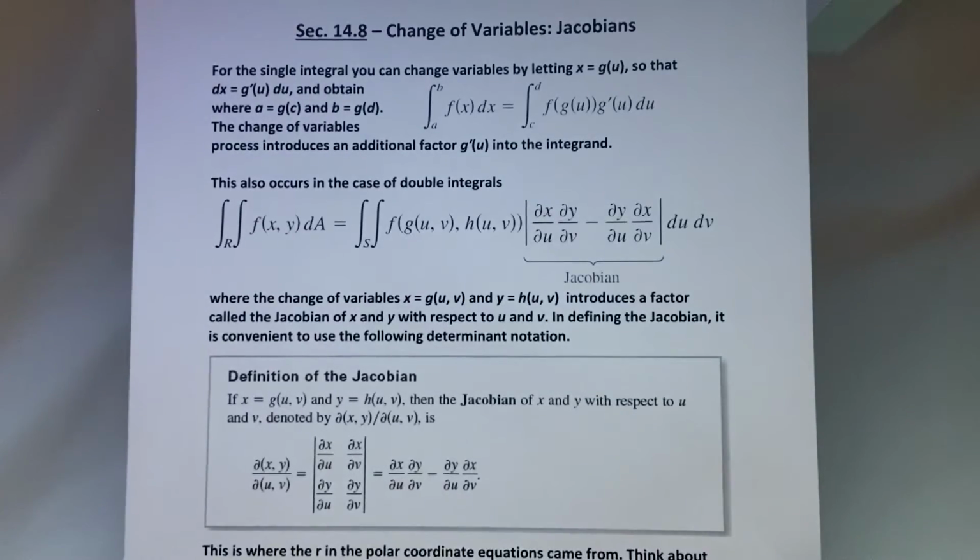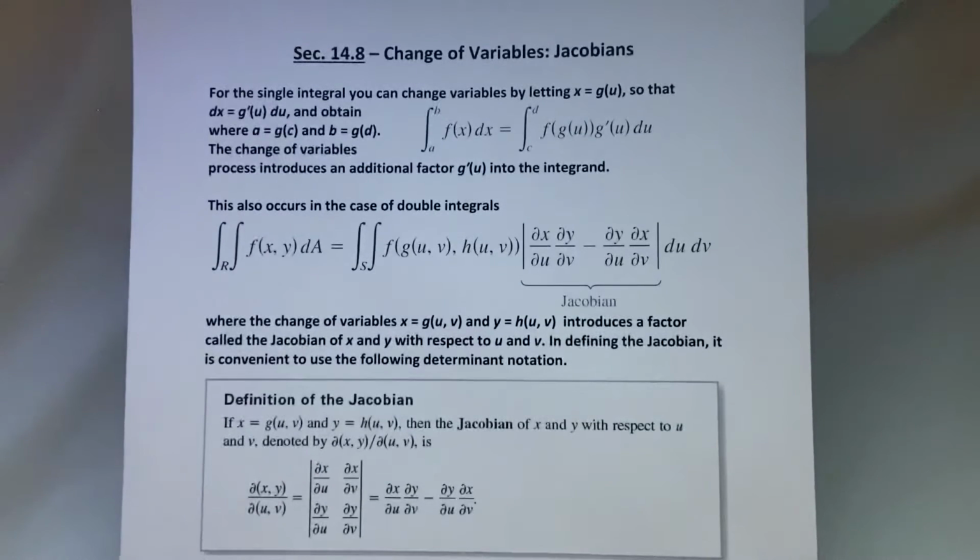Okay, the last section in chapter 14 is 14.8. It's change of variables using a Jacobian. For a single variable, we often will use a change of variables, particularly in Cal 2, to make integration easier. Now we can still do this by turning x, y into some combination of u and v, but it's multiplied by some partial derivatives, or the product of some partial derivatives, product and difference. And the way we represent this product is called the Jacobian.